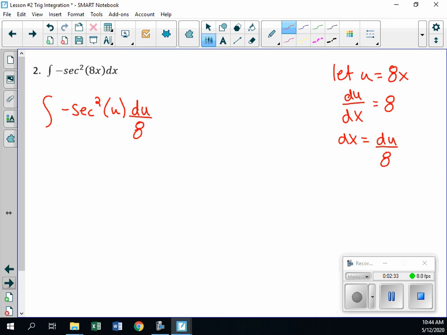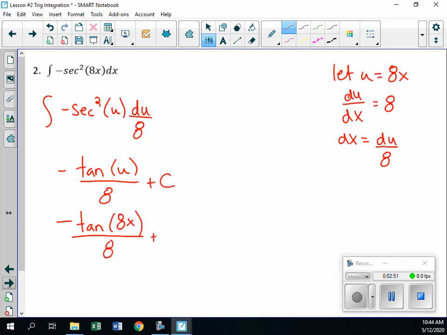So then the antiderivative of secant squared is tan. So I'm going to get negative tan of u, and we have that 8, plus my constant. Replace back your u, and we get negative tan 8x over 8 plus my constant. So you're going to want your formula sheet out for the antiderivative of secant squared, which is tan.